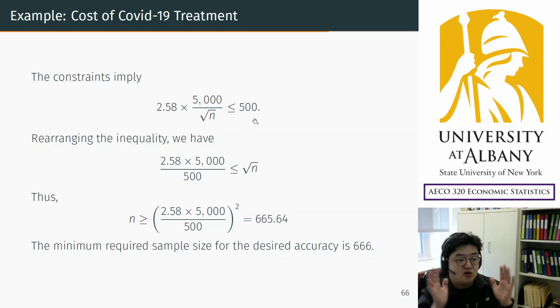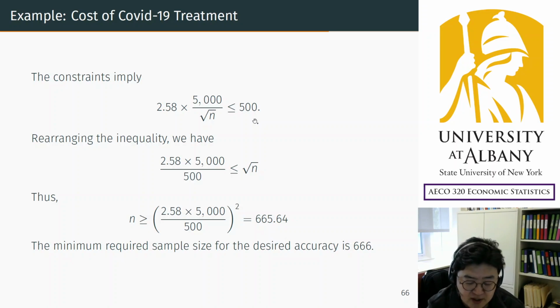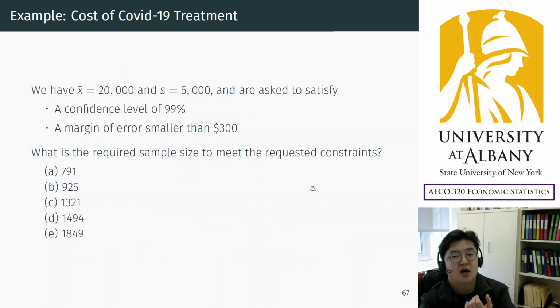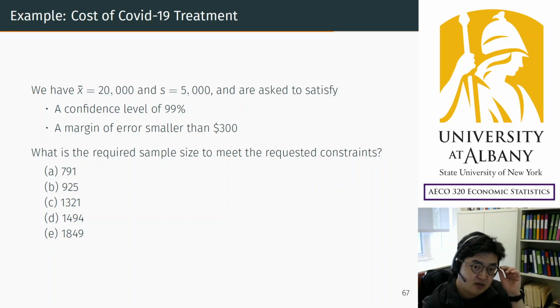Okay? So then you can say to your boss, okay, I can do that. I can make the margin of error smaller than 500 and the confidence level 99% if you give me more data so that the sample size becomes 666. That is how you design an experiment. Okay, sampling design.